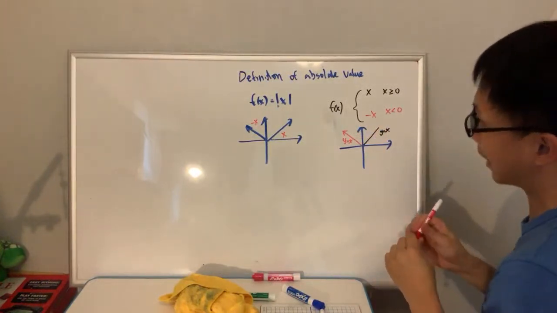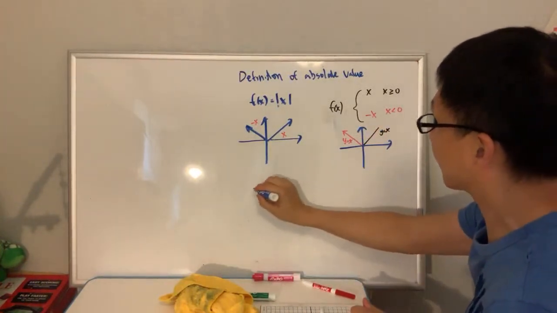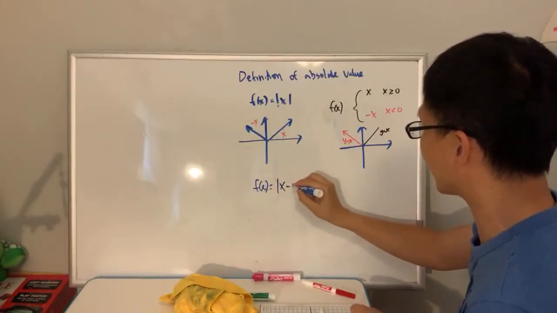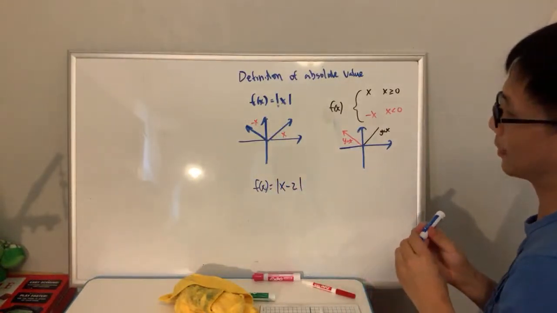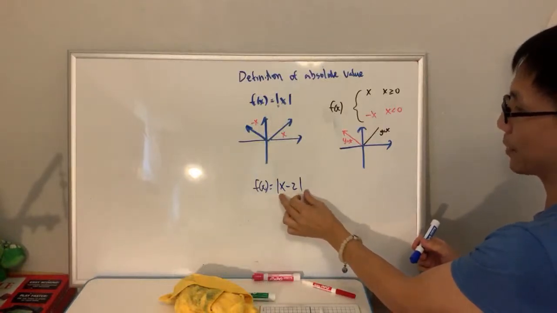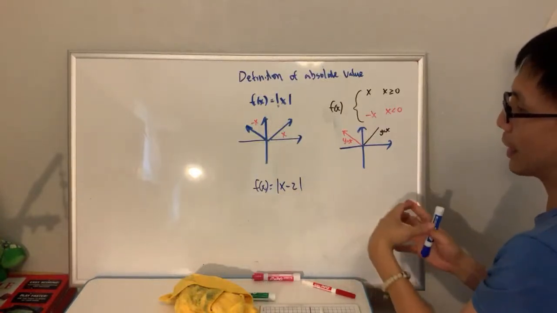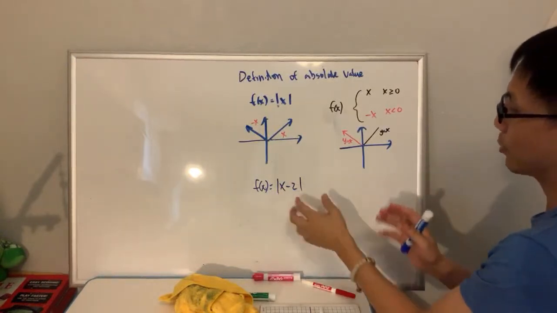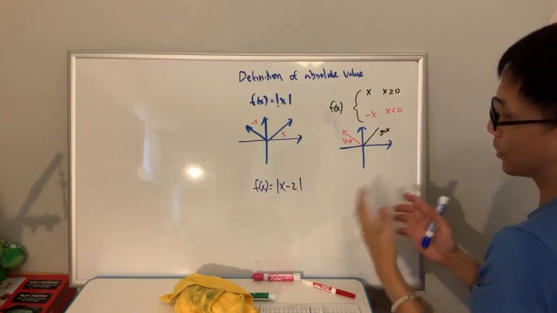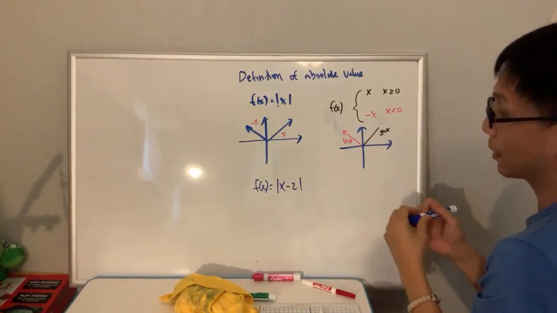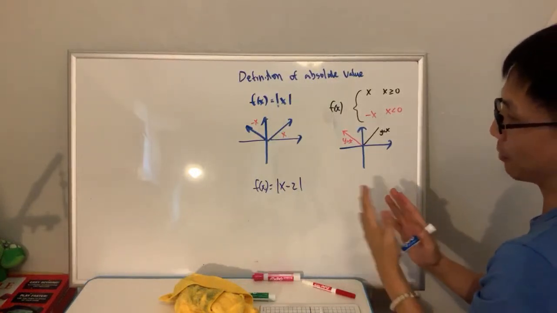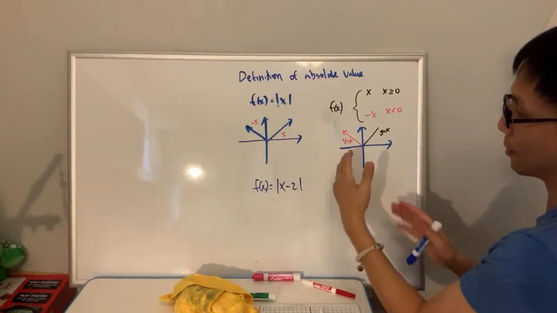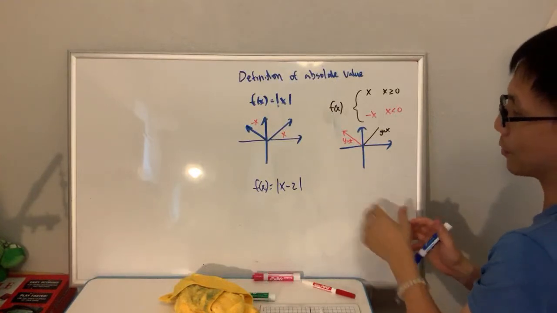Now, what happens if I have a function f of x equal to the absolute value of x minus 2? First of all, the minus 2 is inside the absolute value sign, so it moves in the opposite direction as the sign. This is a horizontal translation because it's inside the absolute value, so the function is not moving down, it's actually moving right. If I take the negative 2 outside, then it's moving down because it's outside the absolute value function.